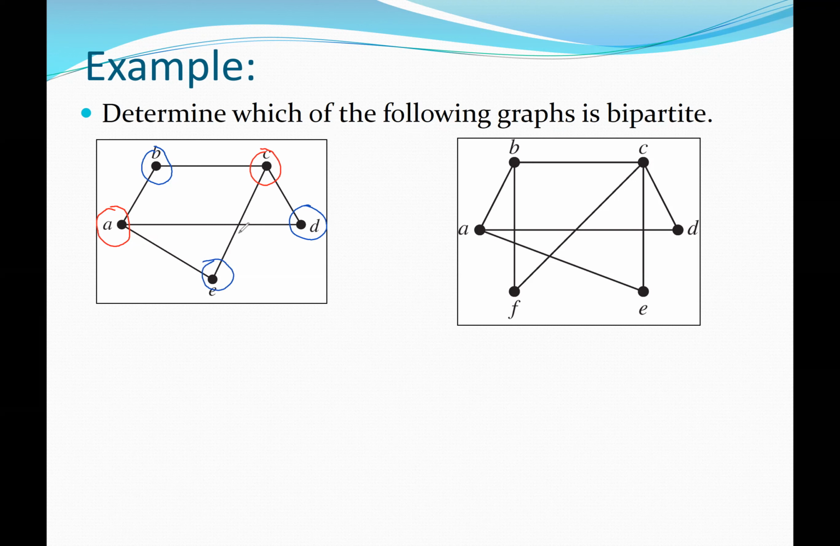You can see here we don't have any contradiction, because A and D are adjacent and they are opposite colors. A and E are adjacent, so they are opposite colors. B and E are both blue, but that's okay because they are not adjacent to each other. B and D are both blue, and that's okay because they are not adjacent to each other, right? So therefore it is bipartite. So this graph is bipartite.